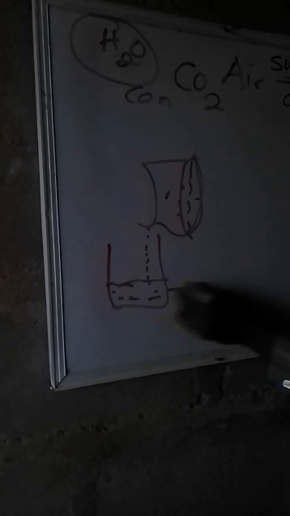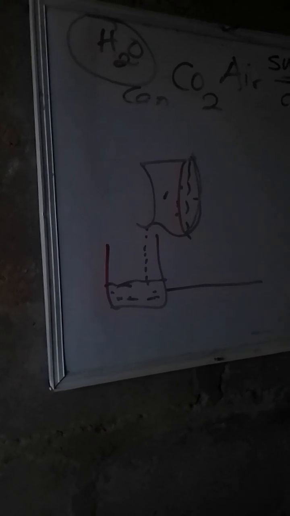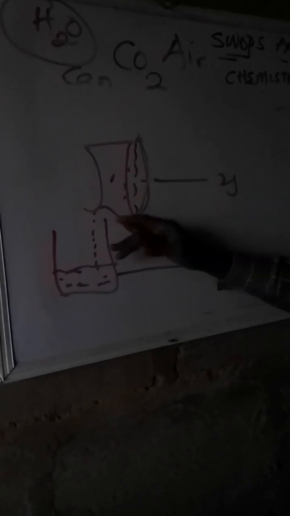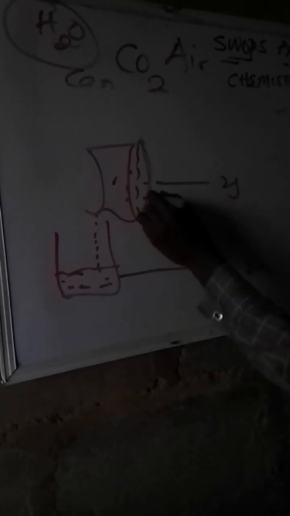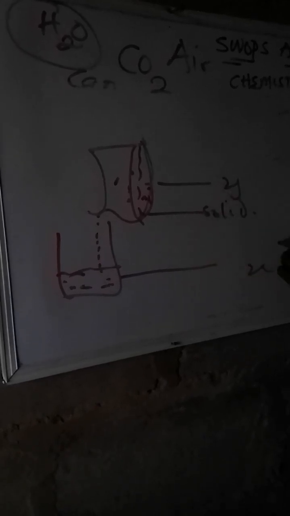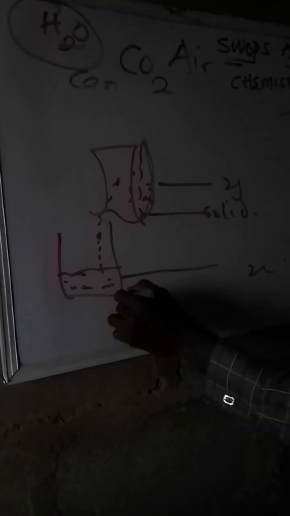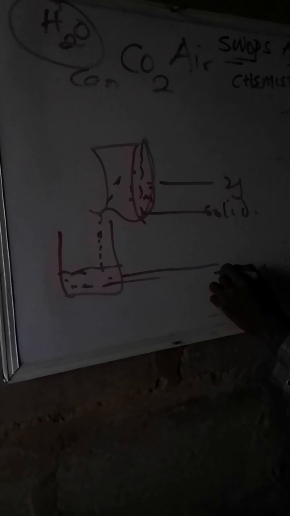Then JAMB can ask you that this one is called what? Now know that all these things are all what? This here is the solid. We call it solid. This one, we call it liquid, which is inside there. The both are called mixture.